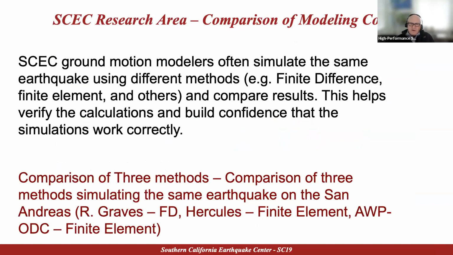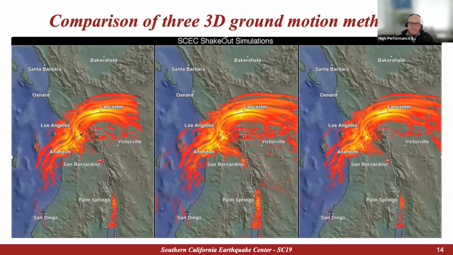For 3D wave propagation, there are often exercises where they compare the results from alternative methods. SCEC supported finite difference codes from Rob Graves, the finite element code CMU Hercules, and the AWP-ODC code from San Diego State University. And then we've performed comparison exercises for the wave propagation codes, running the same problem and evaluating whether they produce equivalent results. And the codes now actually behave quite similarly.